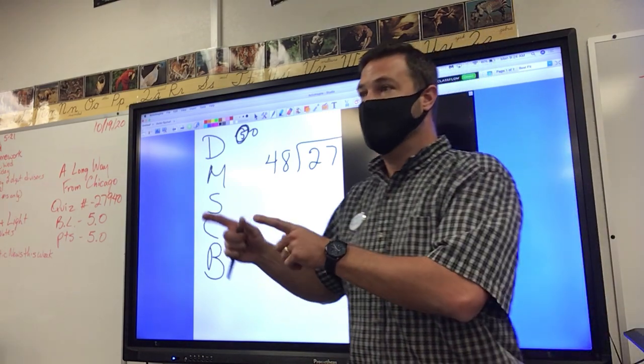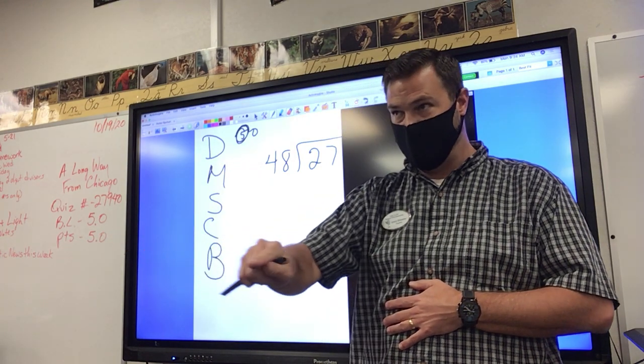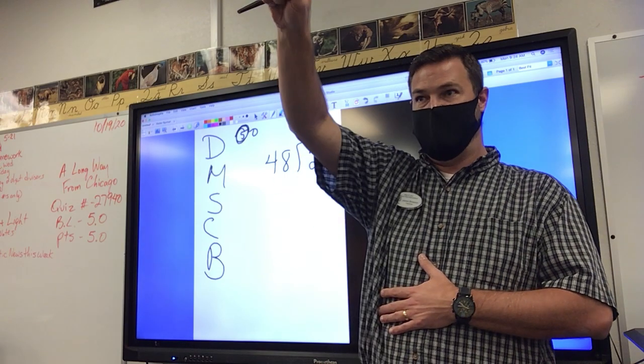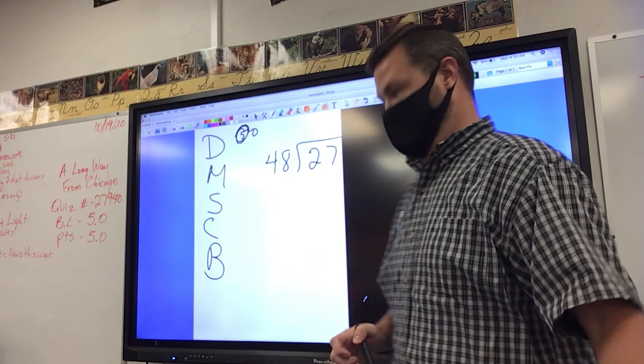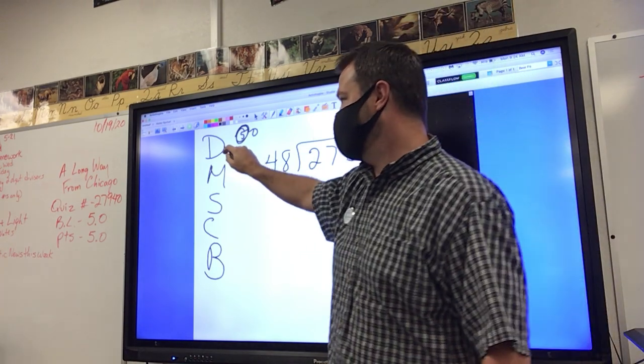If you're not sure, you get your cheat sheet out and you go over from 5s. 5, 10, 15, 20, 25, 30, 35 is too high. Go back to 27. I move up and I would figure out 5 goes into 27 how many times? 5. My answer goes where the arrow is, right? So I just divided. Check.